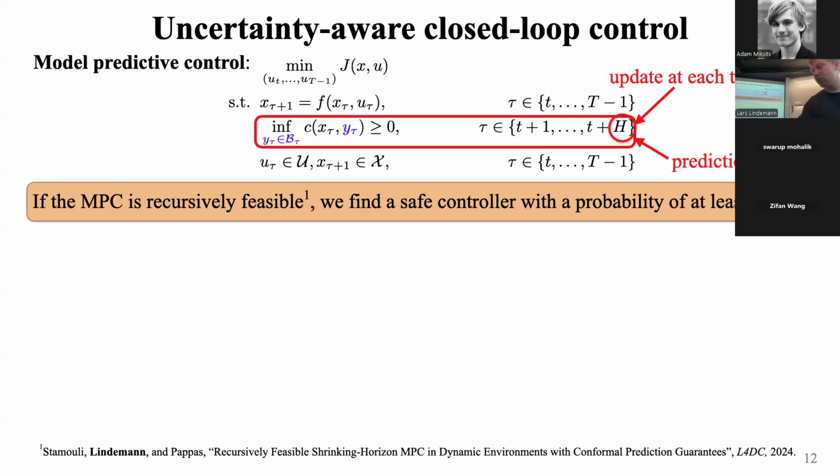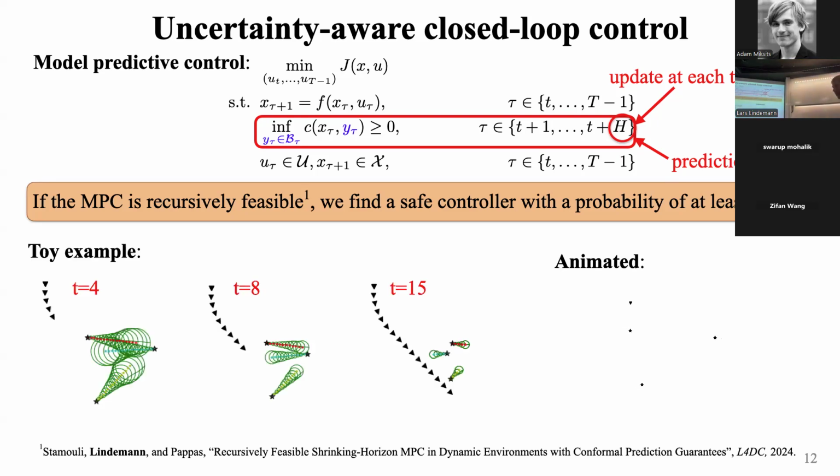Okay, let me just show you the toy example again. In this case, what happens is the robot will at each time update the prediction regions. So these cones, they shrink over time. And we find a more direct minimum cost path that goes to the goal. Okay, so this works in this example.